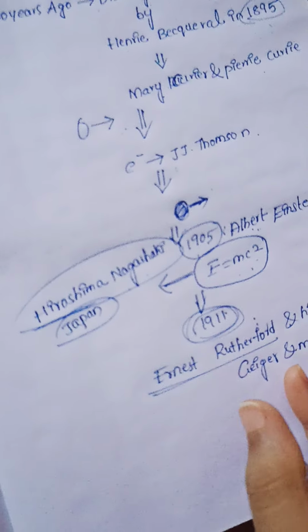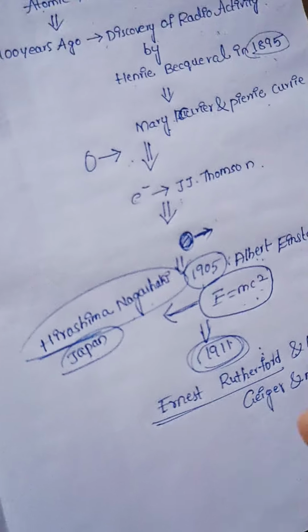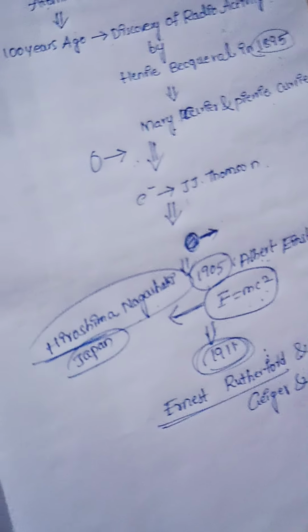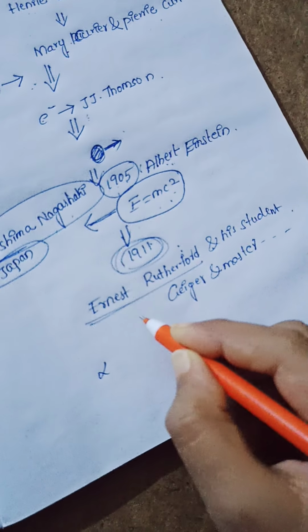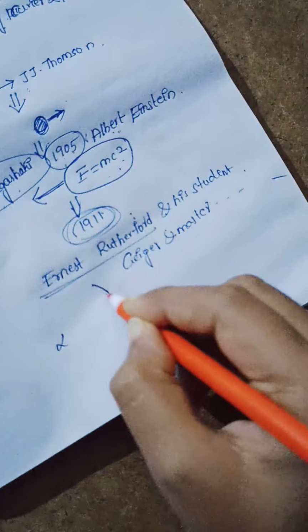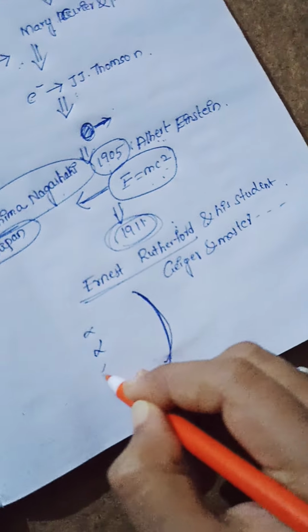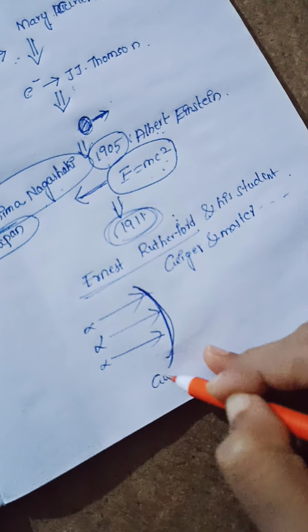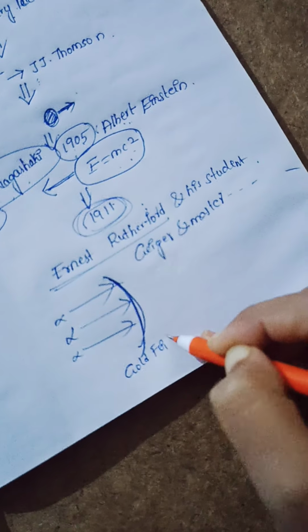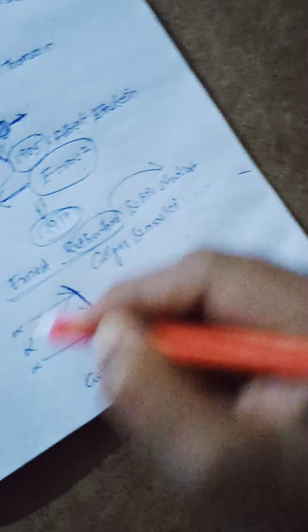They performed a series of experiments in which they bombarded a gold foil with certain kinds of alpha particles. Alpha particles were bombarded on a gold foil. This is the experiment done by Rutherford and his students.